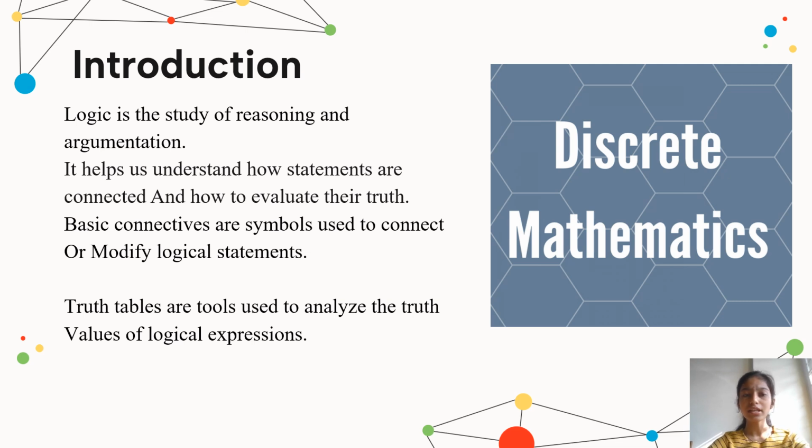Introduction. Logic is the study of reasoning and argumentation. It helps us to understand how statements are connected and how to evaluate their truth. The basic connectives or symbols are used to connect or modify logical statements. Truth tables are tools used to analyze the truth value of logical expressions.